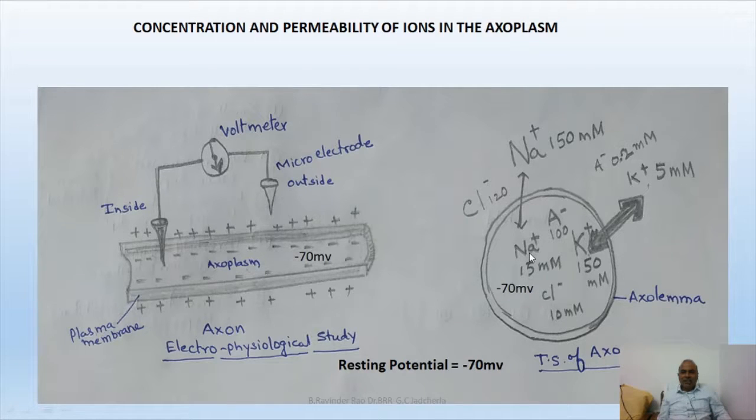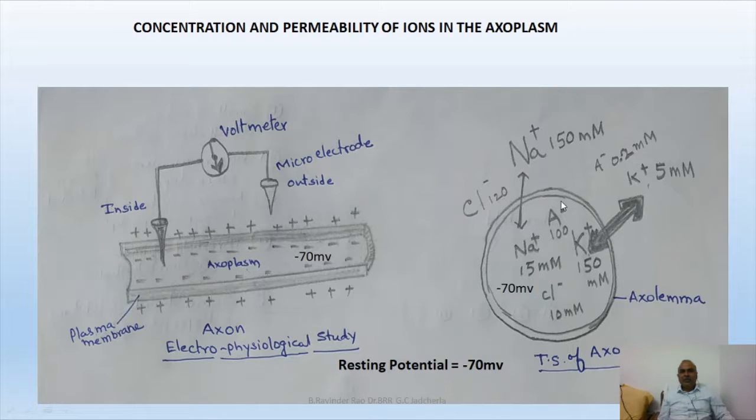So sodium concentration inside is 10 times less than that of outside. Let's see the potassium. Potassium concentration inside is 150 millimoles, outside is only 5 millimoles. So potassium concentration inside is 30 times more than that of outside. Sodium concentration in and out has a 10 times difference, potassium concentration in and out has a 30 times difference. And potassium permeability is very high, but sodium permeability is very low.